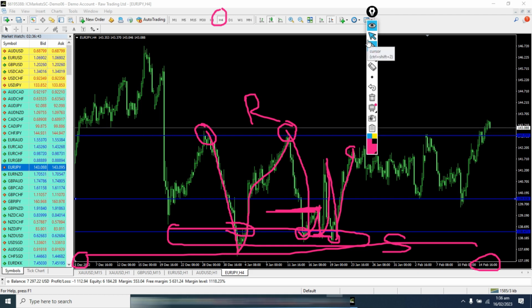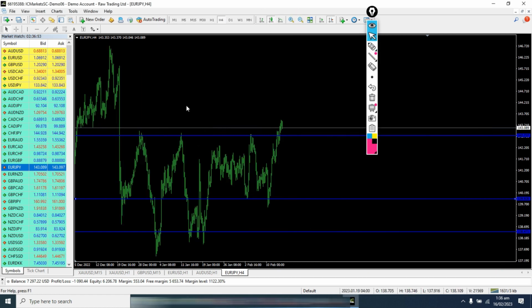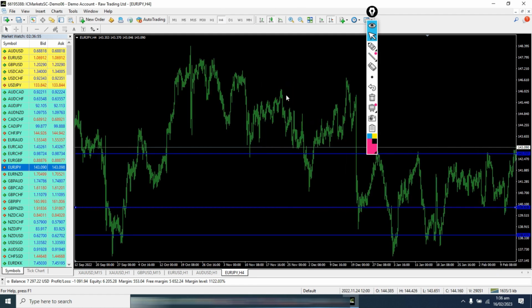But then, like I mentioned, support becomes resistance, and resistance will at a point in time equally become support. Now, how does that happen? Now let's look at the last chart for this video. I don't want this video to be too long.